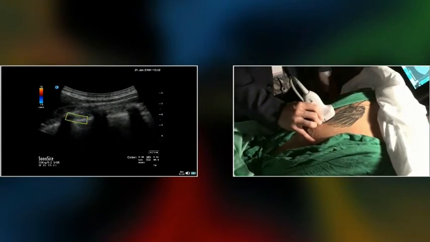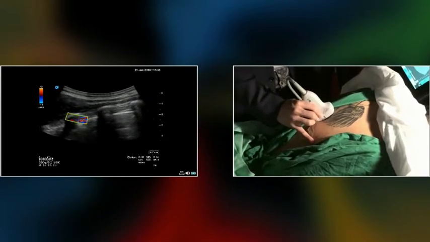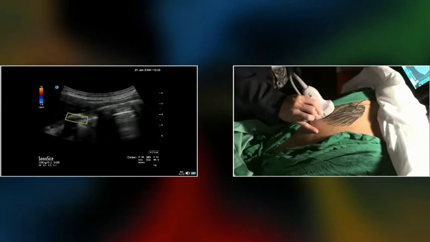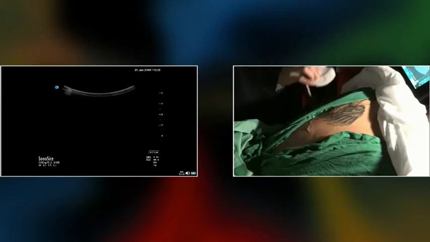Yes, a linear probe will be better. And the best location is about 6 to 8 centimeters from the midline. Okay, let's move to the next section.